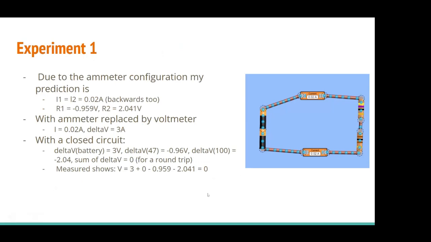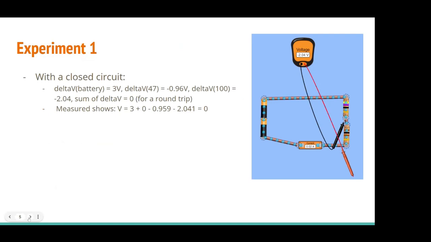So, first experiment, the ammeter configuration. Before I set up the circuit, I predicted that the current was going to be 0.02, and then R1 and R2 were these values. And then with the ammeter replaced by a voltmeter, there's a picture on the next one, the current is 0.02 again, and delta V, or the change in electric potential, is 3, amperes, or volts. And then with the closed circuit, we have all this, but you'll see that in the next slide as well.